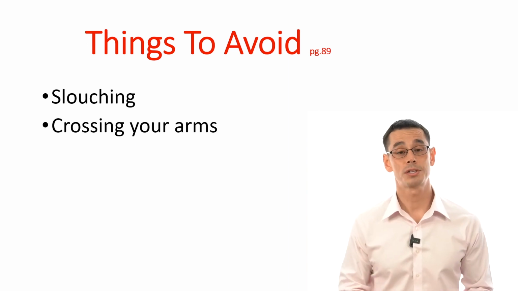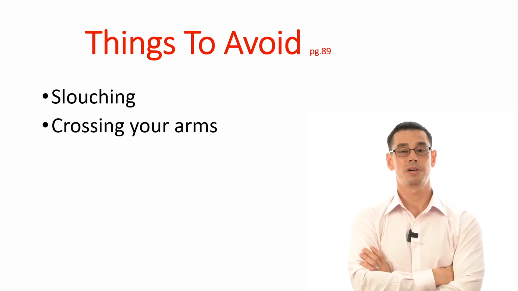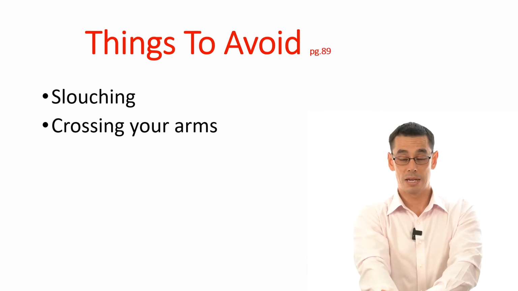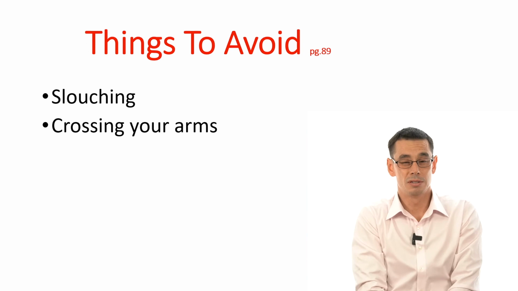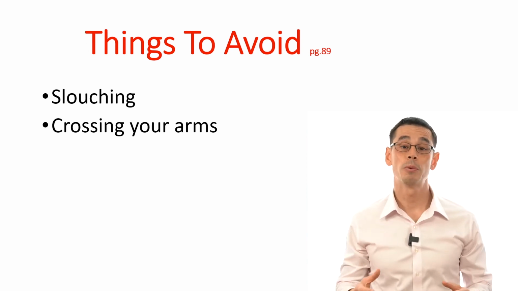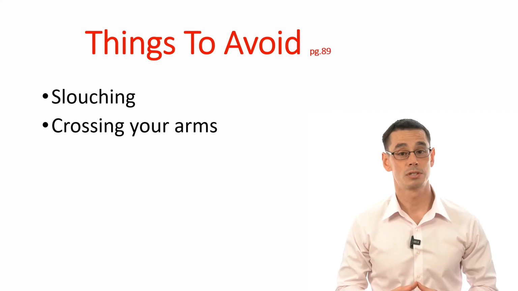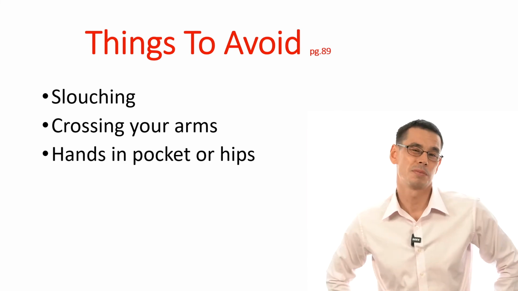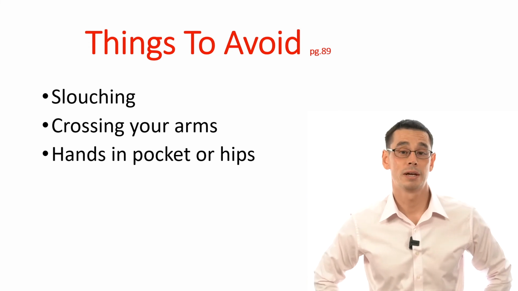The next thing is crossing your arms. Something like this might seem a little angry or rude, or when you hold your wrist and you hold your arms in front of your body, you seem a little shy or nervous. You want to have your arms free. That way you're free to make many types of gestures. The next thing is putting your hands in your pockets or on your hips, something like that. You want to try to avoid that.